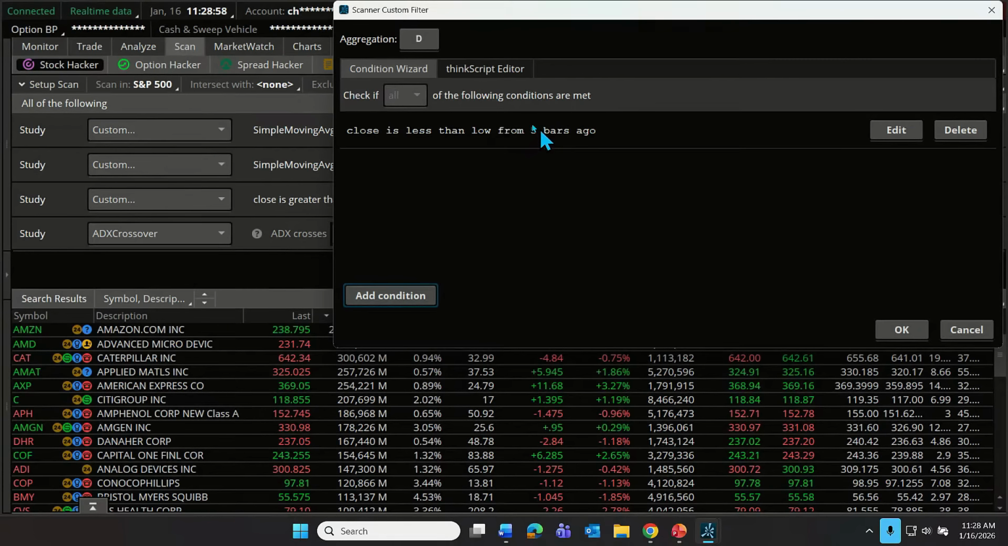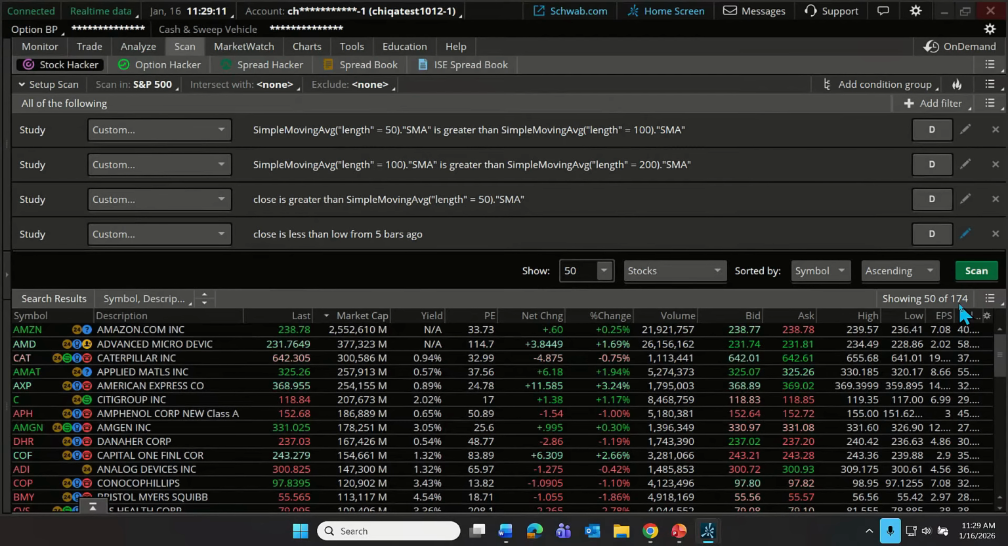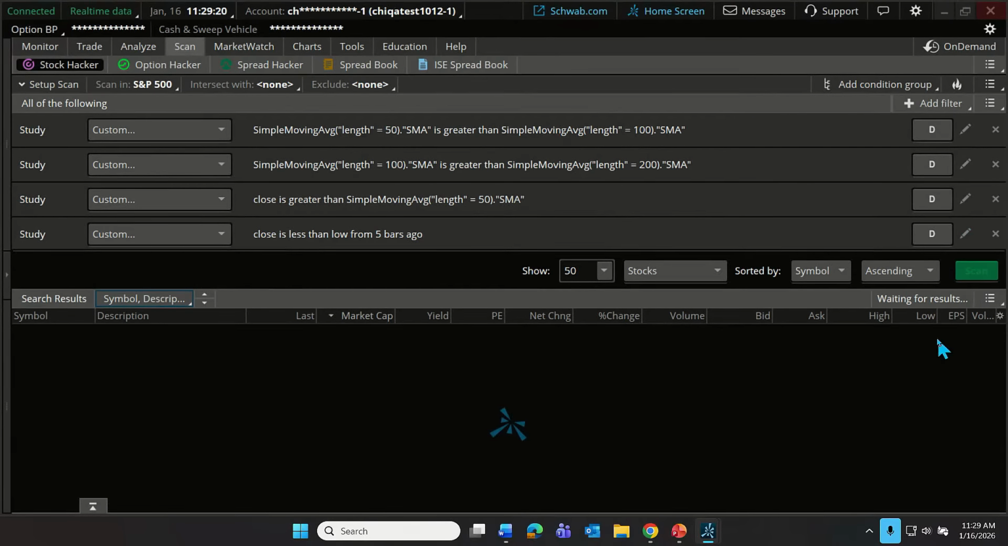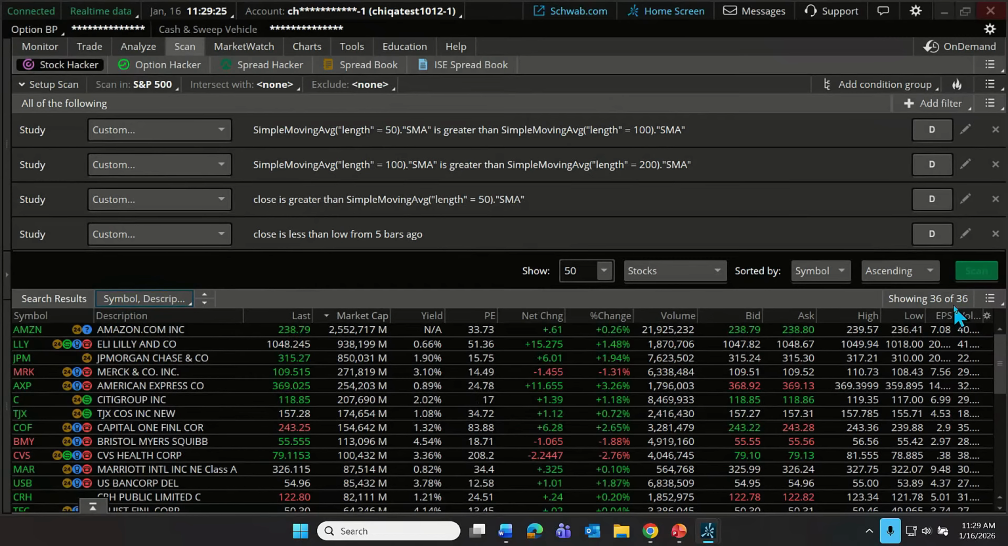Close is less than the low from 5 bars ago. Perfect. Let's click OK and run a scan for that. Now, I think this is going to really narrow this down. Lots of uptrending stocks right now, lots of prices above trend lines. Not so many that have had a pullback from the low from 5 days ago. So let's click scan. We had 174, now we're down to 36.